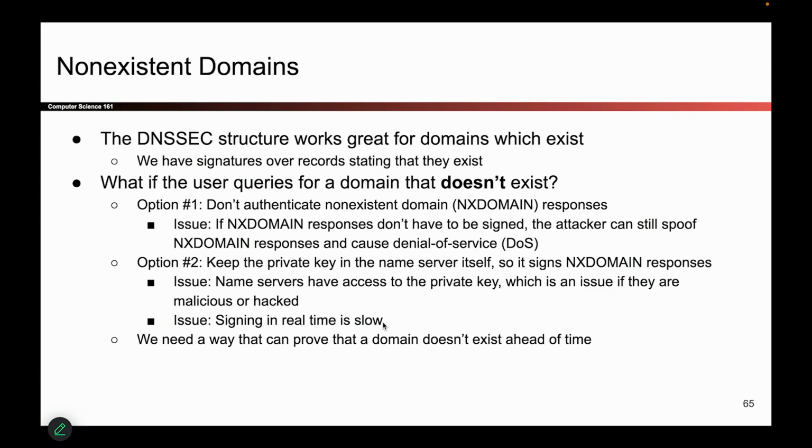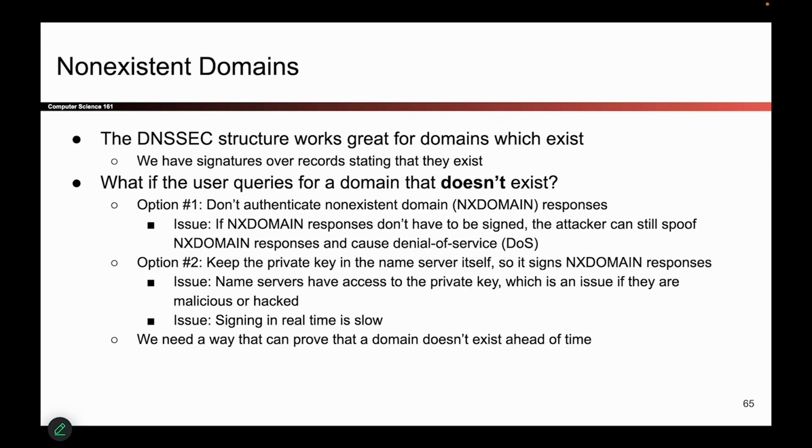So one big performance issue is that signing is slow. We've already seen that public key cryptography takes time. It's not trivial to generate a signature. So if an attacker or if a user tries to ask for the IP address of fake1.google.com, the name server has to generate the signature and then send it back to us so that we have a signed response saying that fake1.google.com doesn't exist. So there is some performance impact. The name server now has to sign every single non-existent domain response.